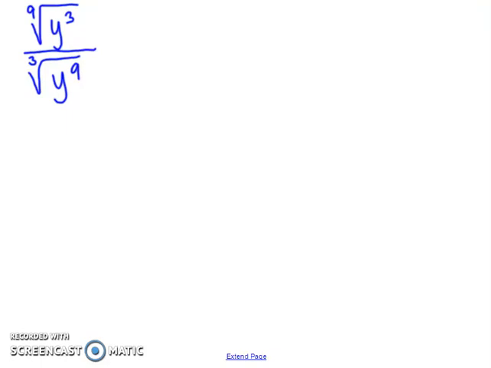So now we want to find the quotient of this. So first thing we want to do is rewrite it. So we want to rewrite it using our rational exponents. So we would have y to the 3/9 over y to the 9/3. Now if you can simplify your exponents, you want to do that.